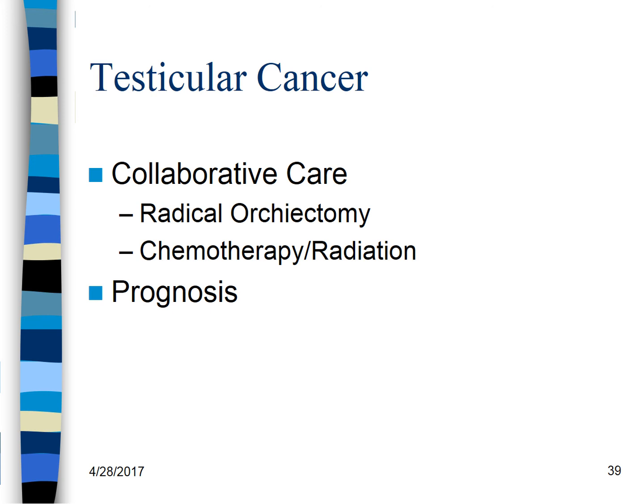So collaborative care in this, they may do a radical orchiectomy. Here we go again with that radical name. So it's radical orchiectomy. It's a removal of the testes, the spermatic cord, and regional lymph nodes. Tumor staging of the tissue and lymph nodes is done, and they may do an implantation of a silicone prosthesis.